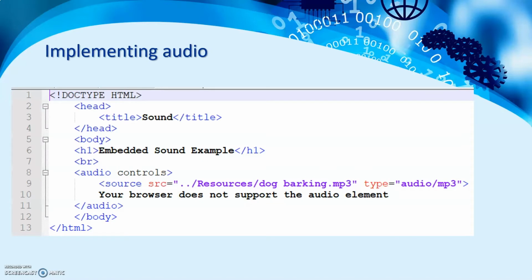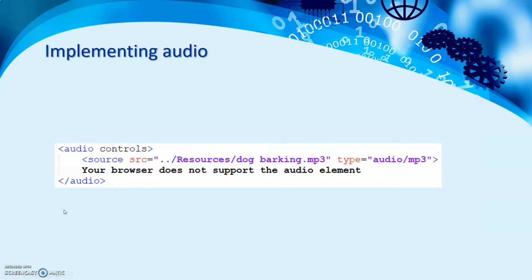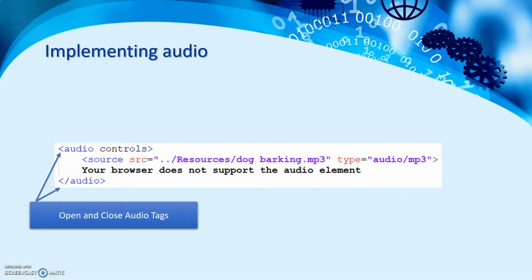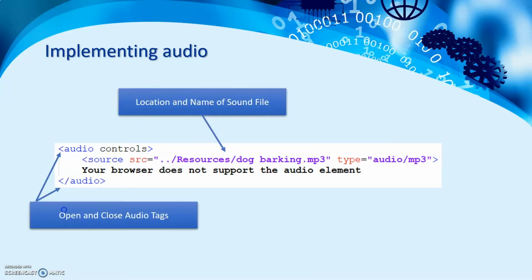Here's a normal web page. It's got a little heading, embedded sound example, and then there are 4 lines of code that we add for the audio part. We've got audio controls for the open, and then we've got a close audio tag. We've got the location and the name of the sound file.